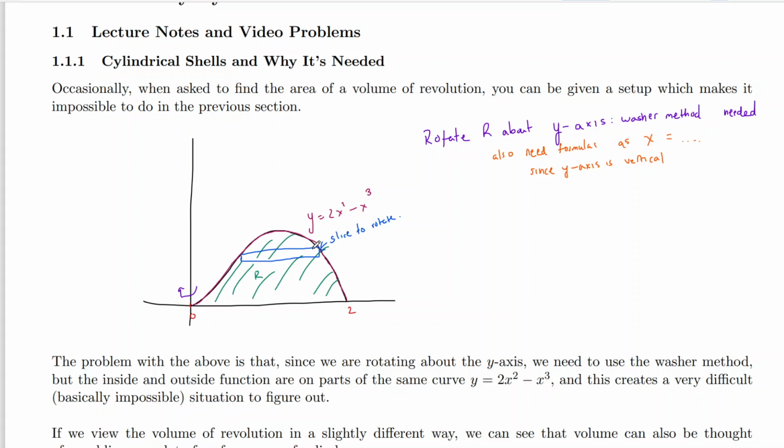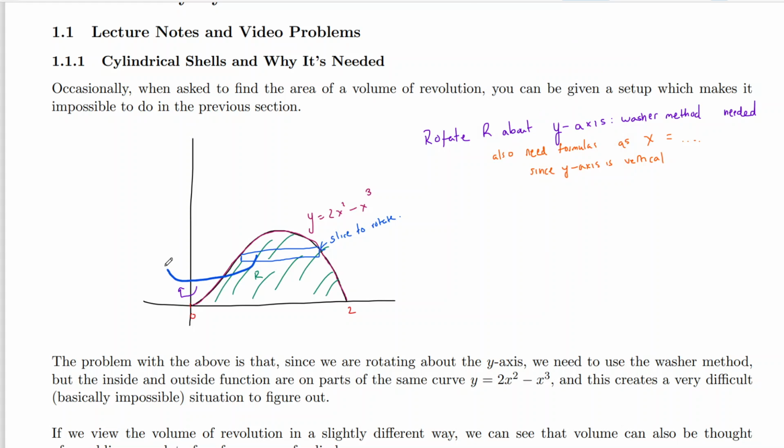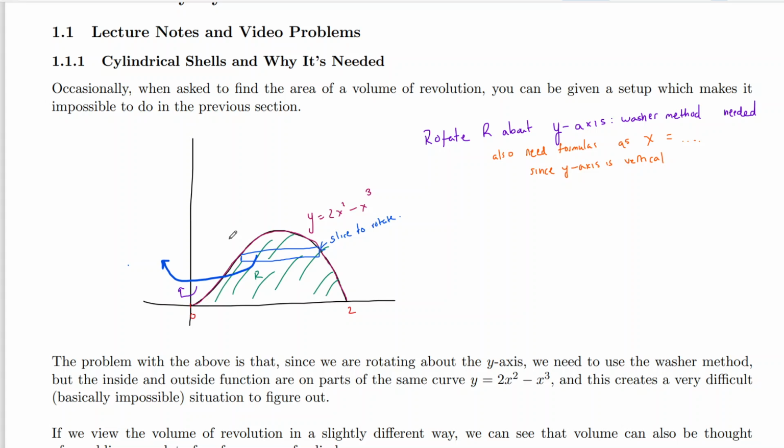But the main idea is that if you want to rotate this around the y-axis, there's a couple things working against us. One thing is that if we rotate around the y-axis, we know our slice is going to be this horizontal shape that's going to be brought around and revolved around the y-axis here, kind of thick. And the only problem with that is we would need the washer method here, but the inner radius and the outer radius are part of the same curve. They're part of the same formula.